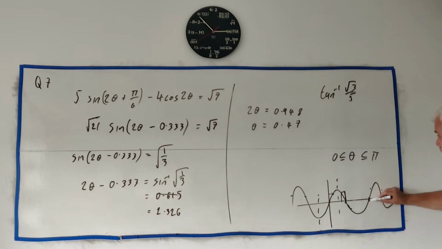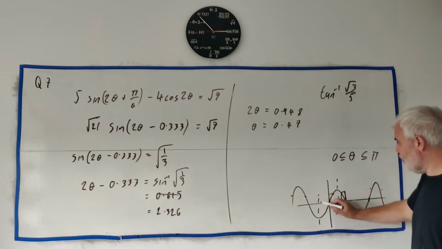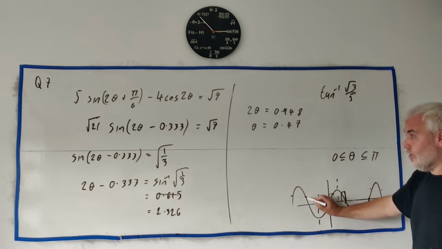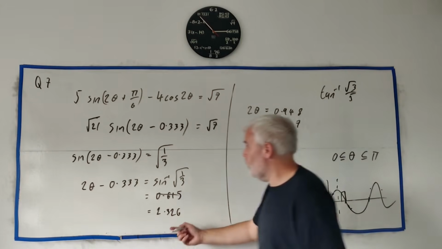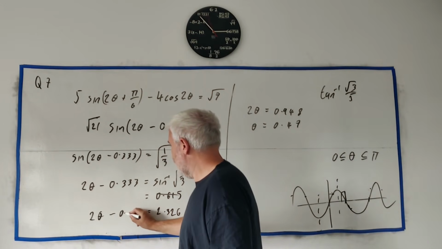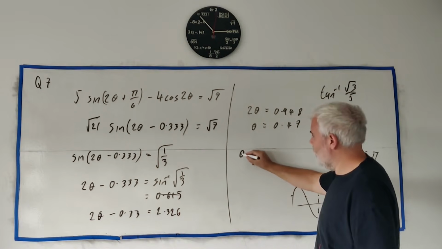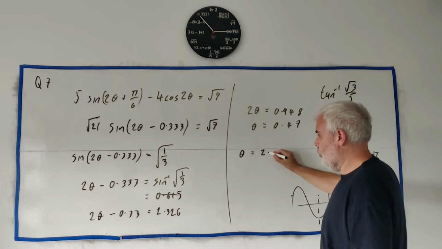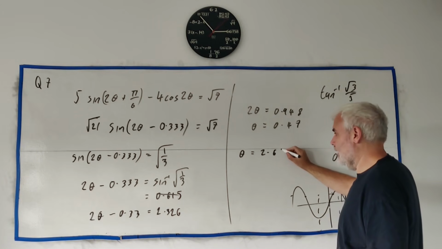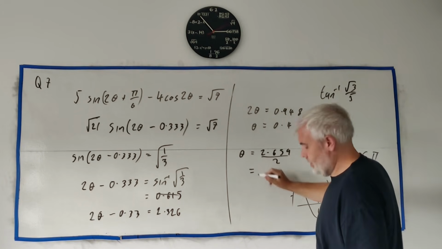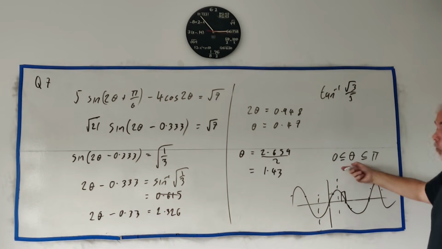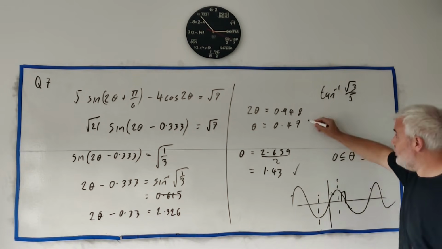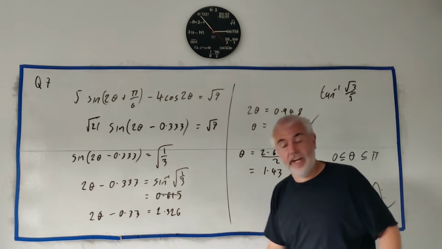Another answer would be 2 pi plus 0.6. That's a perfectly good answer. Another answer would be minus pi minus another 0.6. These would all be fine answers. You should have 5 or 6 answers here. So this one would also work. 2 theta minus 0.33, rearrange that, we'd get theta is equal to 2.659 over 2, which equals 1.43. This is inside the world that they asked for as well. This was a correct answer. This was a correct answer. You might have to check other answers.